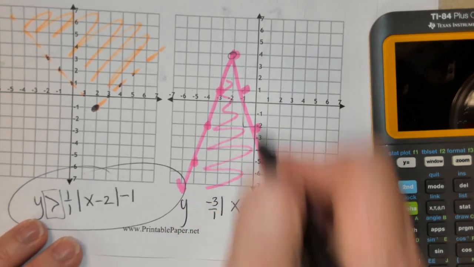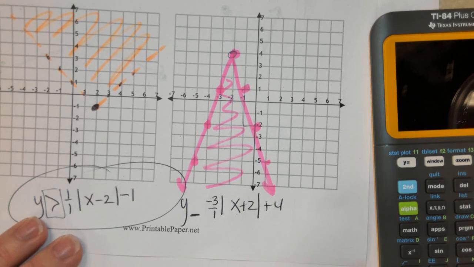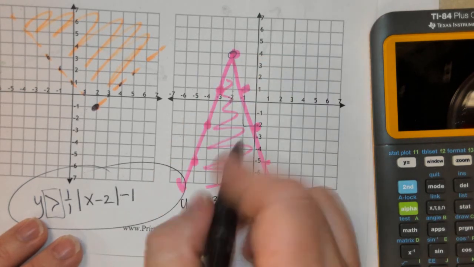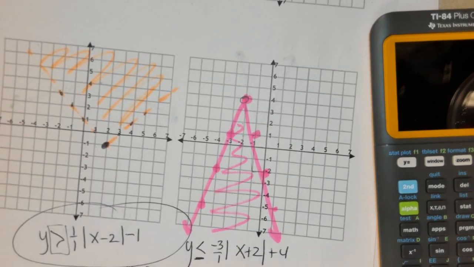And because it's a solid line, I know that the inequality symbol has a line underneath. And because it's shaded below, I know I will use this symbol.